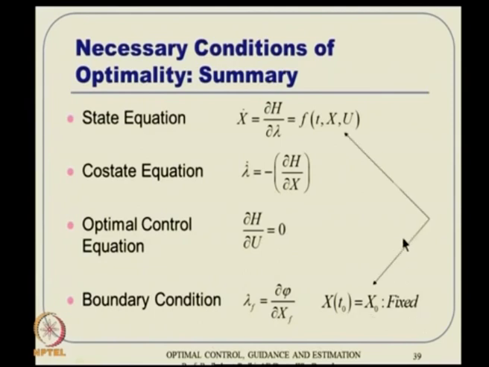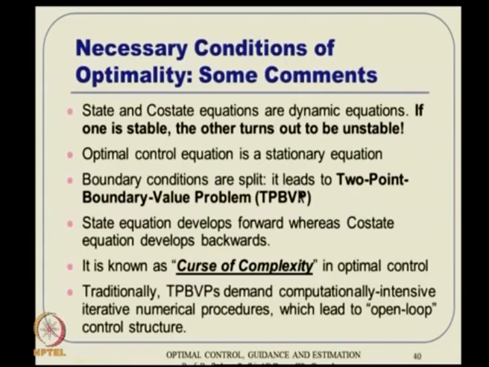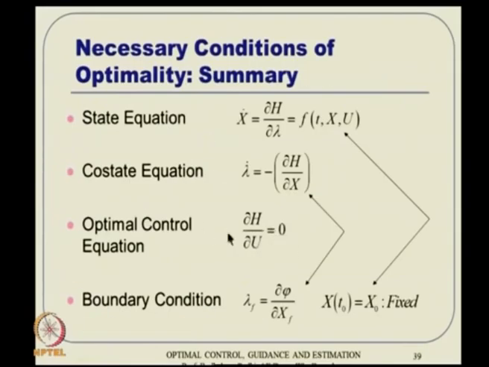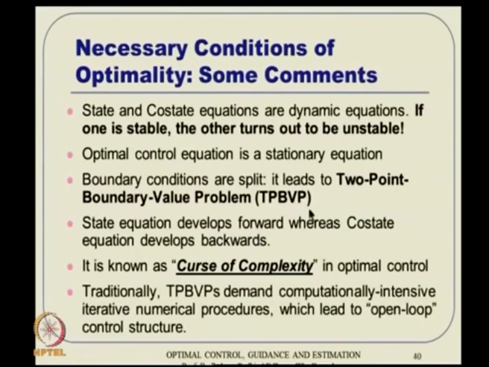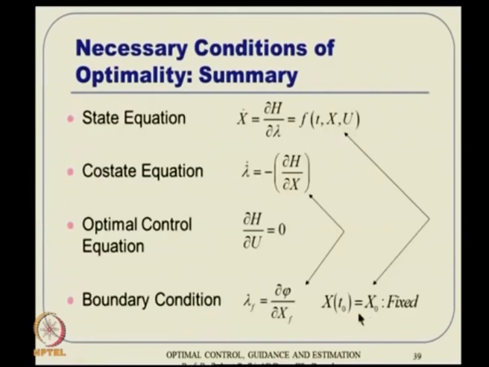So far so good, but also observe that these two equations are coupled: the state equation develops forward, and the co-state equation, since there is a final boundary condition here, develops backward. This led to many observations. The state and co-state equations are dynamic equations, and unfortunately, if one is stable, the other is unstable. Whereas the optimal control equation is a stationary equation, just an algebraic set of equations. And the more difficult, critical observation is that the boundary conditions are split.